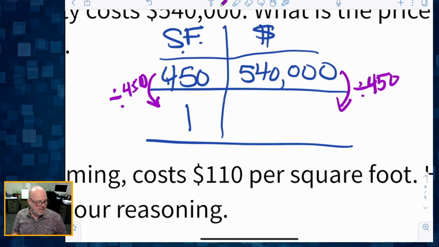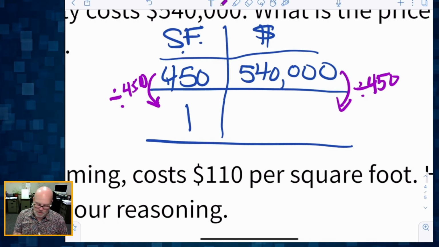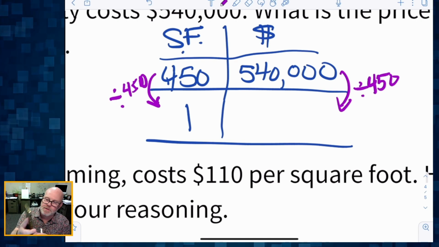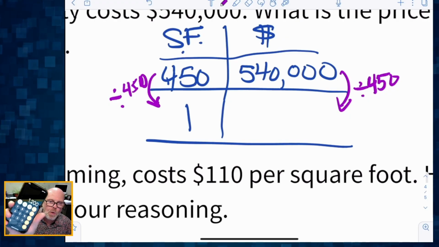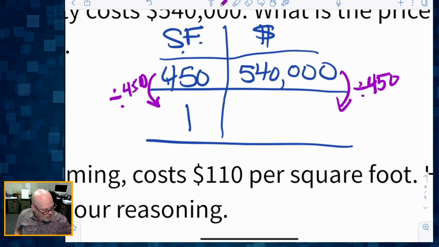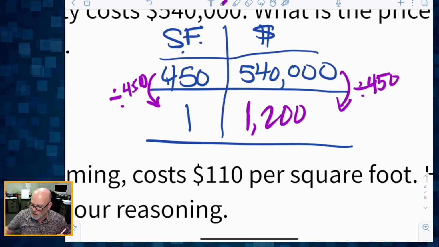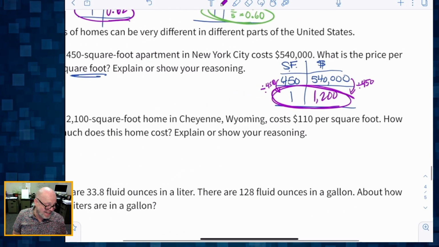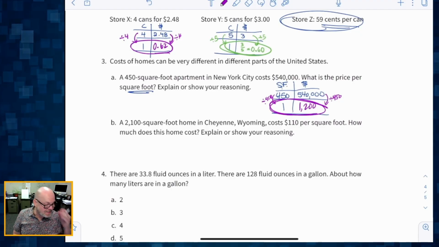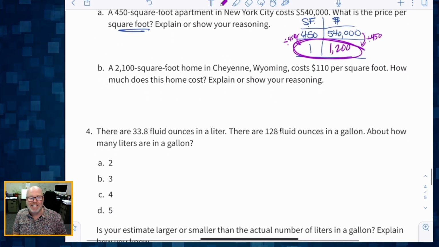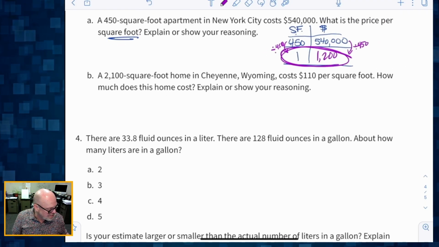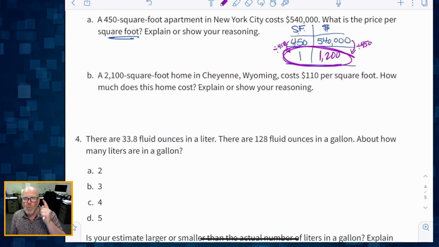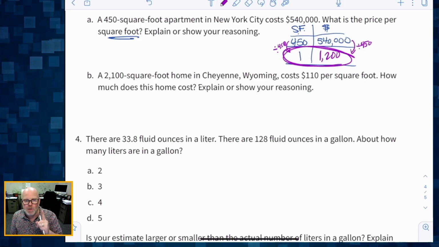And so 540,000 divided by 450. So I'm going to divide by 450. That gives me $1,200 per square foot. That's crazy. That's expensive.